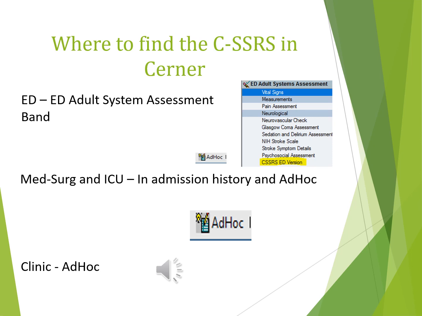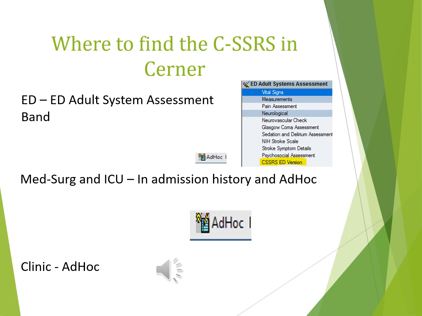The next few slides will show you where you can find the SSRS screener based on your work location. In the emergency department, the quick screener is located on the ED Adult Systems Assessment Band. This is only the quick screener if your patient screens high or moderate risk for suicide. The full version of the SSRS must be completed from ad hoc.